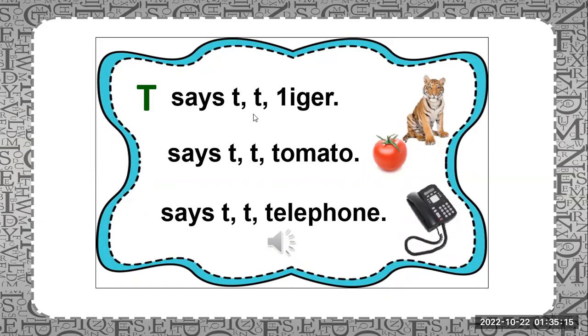T says tiger. T says tomato. T says telephone. So this is the T sound. Tiger, tomato, telephone.